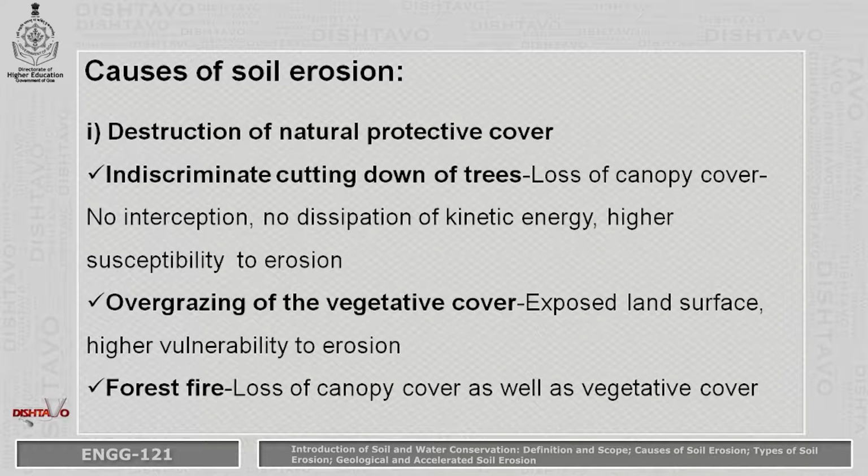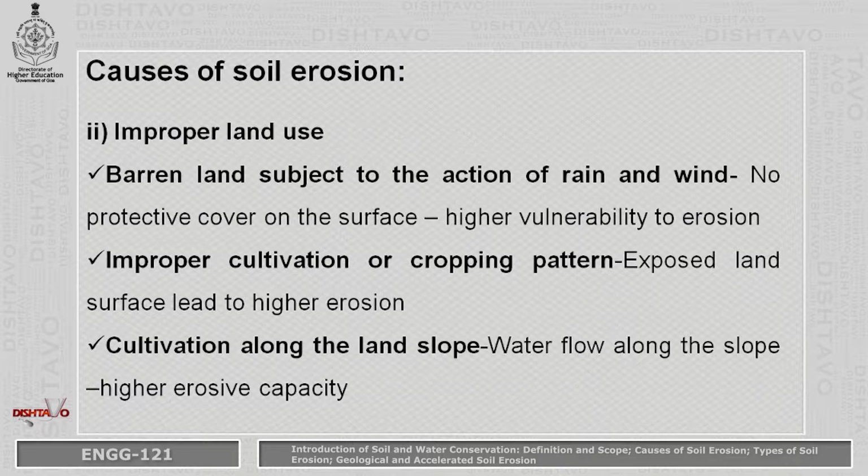Causes of soil erosion. There are many causes of soil erosion. The first important cause is the destruction of natural protective cover. People are continuously cutting down the trees. Due to this loss of canopy cover, there is no interception of the falling rain. So finally there is no dissipation of the kinetic energy, which will cause erosion to a greater extent. Next is the overgrazing of the vegetative cover. The exposed land surface means the soil has higher vulnerability to erosion. Next is the loss of canopy cover due to forest fire, undesirable or unwanted forest fires.